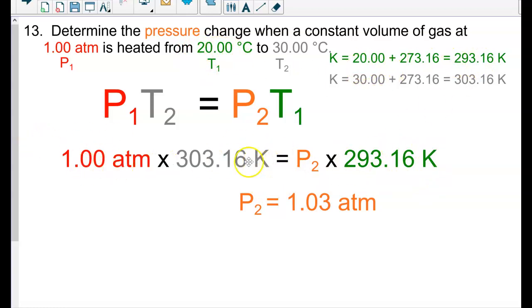So now I'm going to multiply these two numbers on the other side. Oh, before I do that, I apologize. We should pause and say, what do we have two of? We have two temperatures given. They're both in Kelvin, so we can proceed with our math.